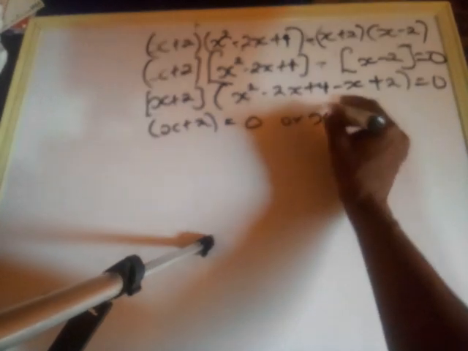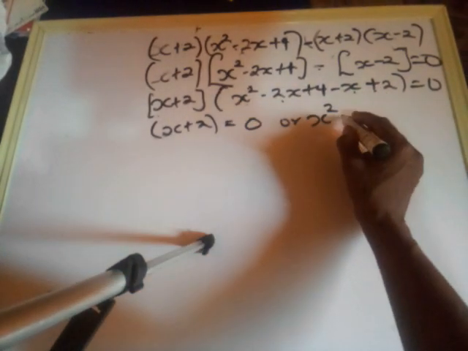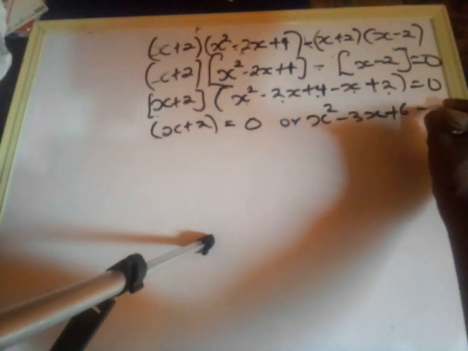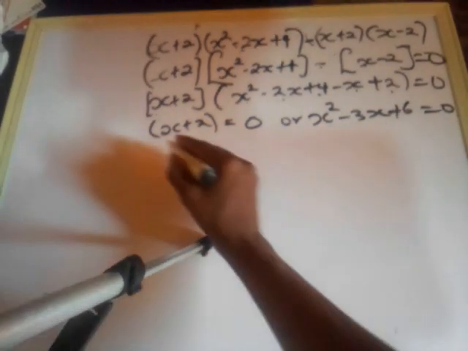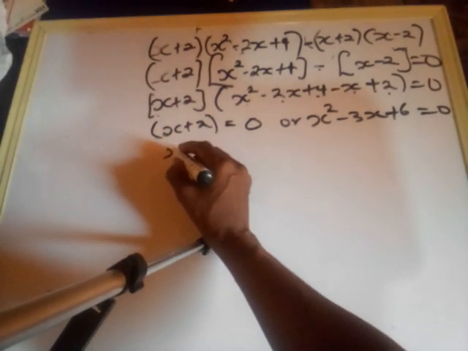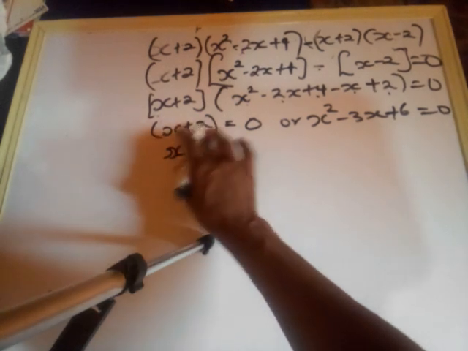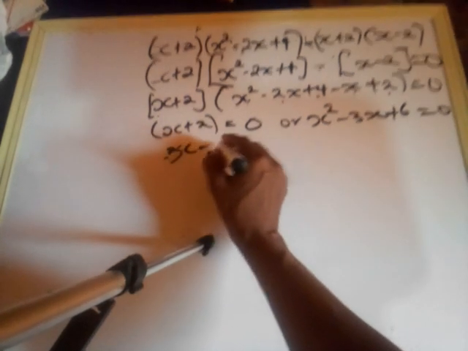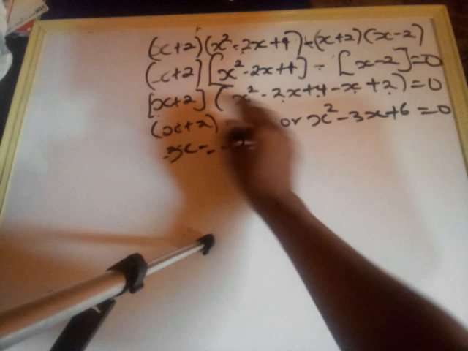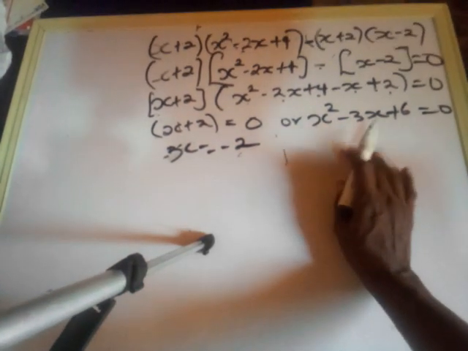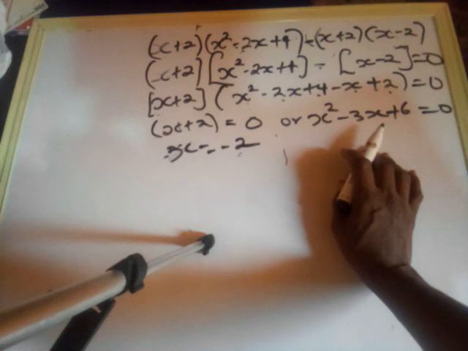If we collect like terms here, we have x squared minus 2x minus x, which is minus 3x, plus 4 plus 2, we have plus 6, equal to 0. So we have x plus 2 is equal to 0, or x squared minus 3x plus 6 equal to 0. When this crosses to this side, it becomes negative.